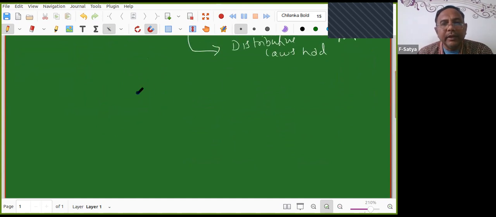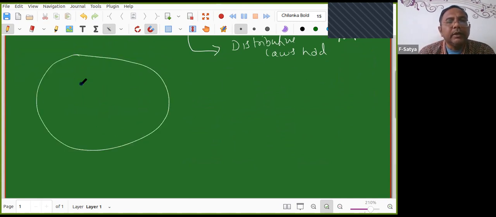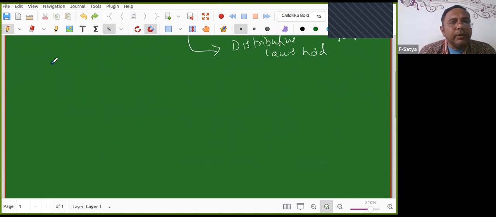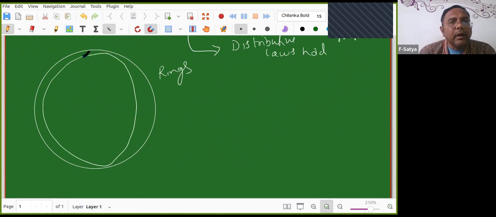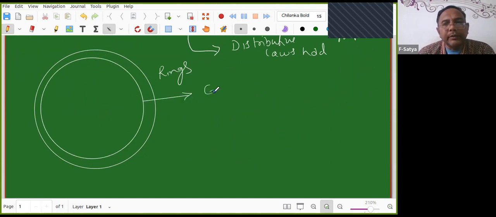But before that, I will try to recall for you. So for example, you have rings, which are very big, right? These are rings. In the rings we have another set, right? That is commutative rings. Every commutative ring is a ring, but a ring is not necessarily commutative, right? So now commutative rings.